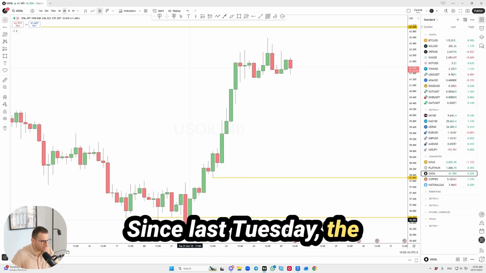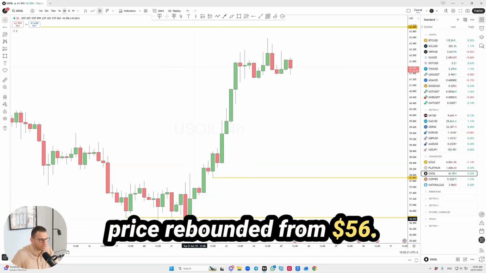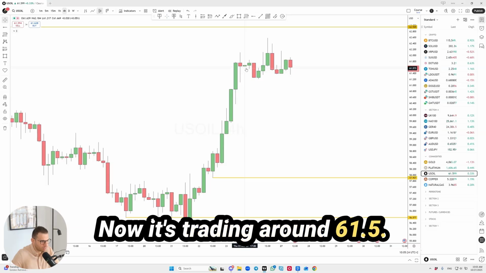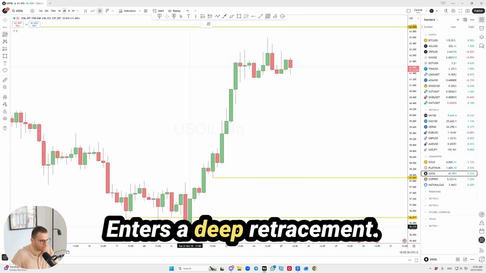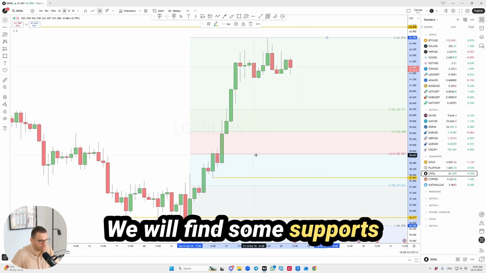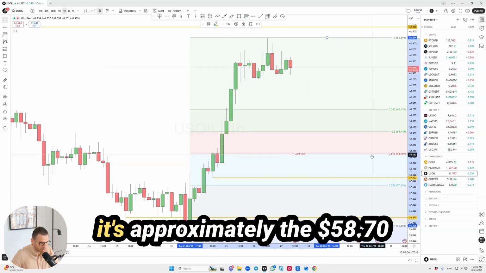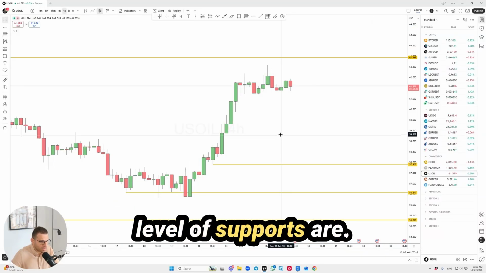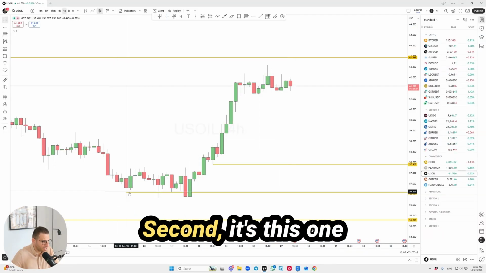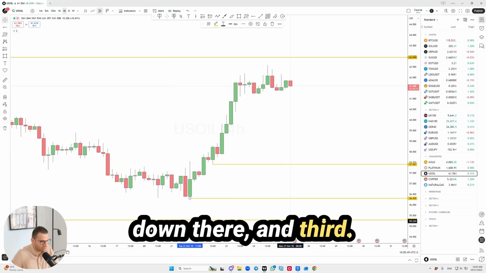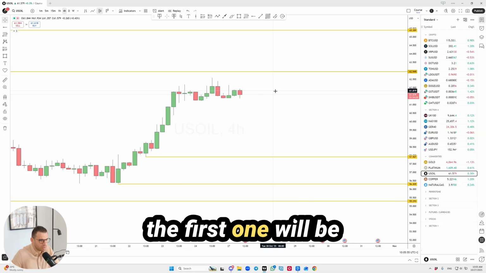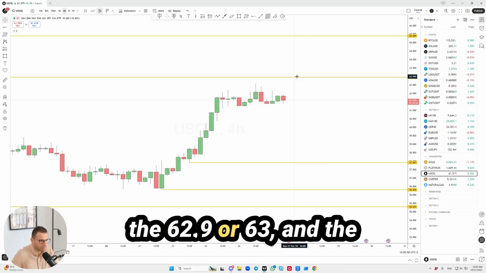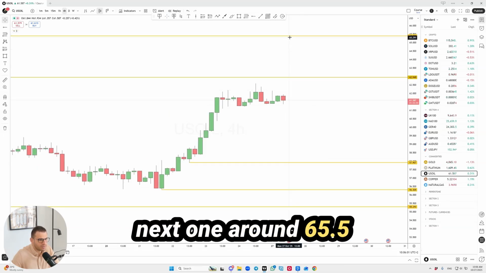This is the chart of the US oil. Since last Tuesday, the price rebounded from $56. Now it's trading around 61.5. It has more bullish than bearish implications. If the price enters a deep retracement, we will find some supports around the 61.8 Fibonacci, which is approximately the $58.7. Regarding the key level of supports are first this one here, second it's this one down there, and third the $55. And regarding the key levels of resistance, the first one will be the 62.9 or 63, and the next one around 65.5.